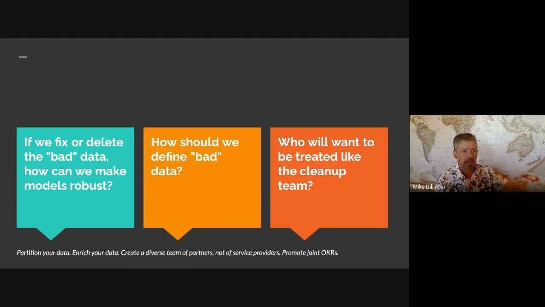Sure, you can partition your data into different kinds. I call it enriching the data. So if you have something that's misspelled or just incorrect, you can put right next to it the correct so-called version. The key thing here, in terms of lessons learned, is we need a diverse team of partners. Okay, and they have to be partners, not service providers. So what I like to do is promote joint OKRs instead of having OKRs for the engineering side and then just shipping out some of the work to other teams, like a taxonomy or a linguist team.